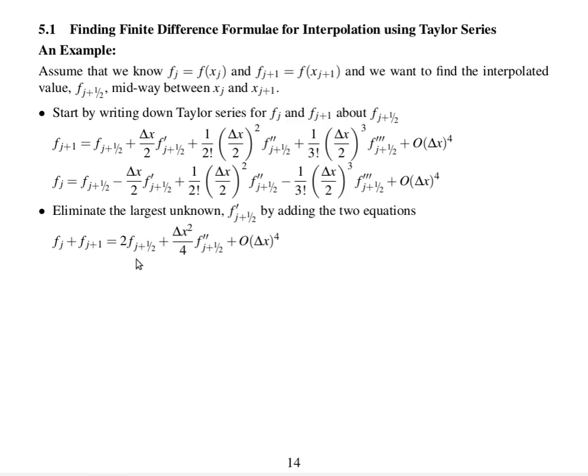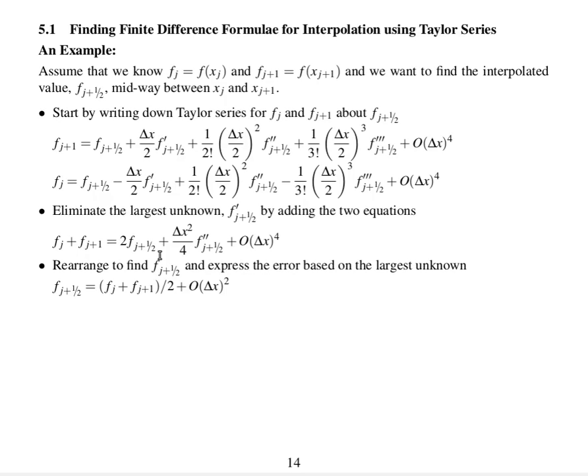We want to find this, so we need to rearrange and then express the error based on the largest unknown. So this turns out to be the largest unknown, so the error is proportional to delta x squared. We rearrange to find fj plus a half. As you can imagine, given fj plus a half is midway, it's just the average of the two. But what we know from this, having used the Taylor series, is that this is a second order accurate approximation. So as delta x gets smaller, the error will get smaller proportional to delta x squared.